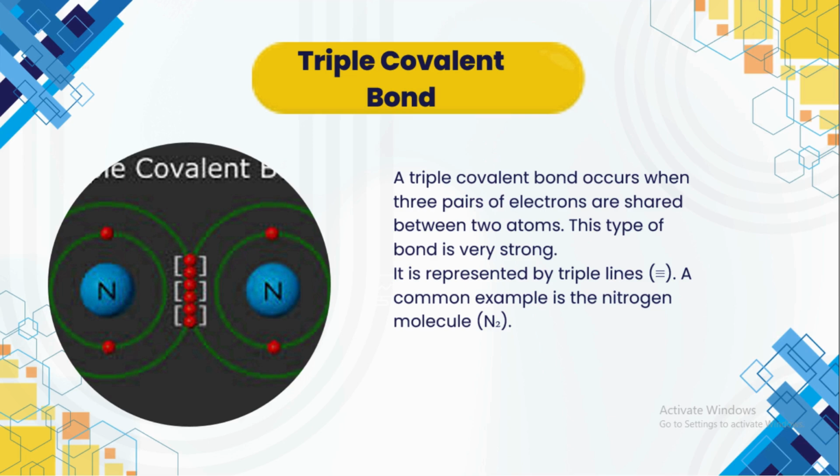Triple covalent bond. This picture also elaborates that a triple covalent bond occurs when three pairs of electrons are shared between two atoms. This type of bond is very strong and it is represented by a triple line. A common example is the nitrogen molecule.